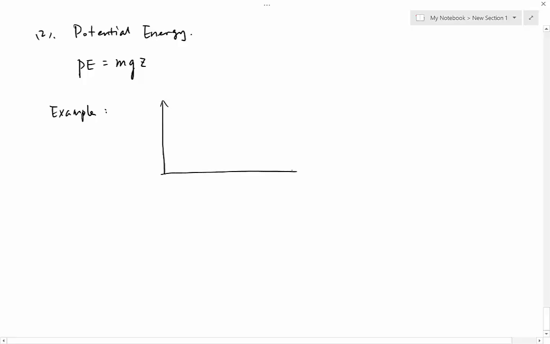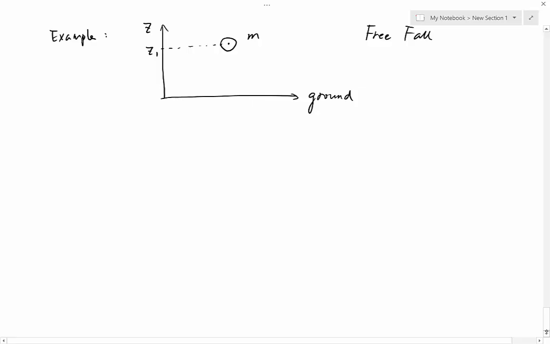So this is the ground, and this is the height. You have an object which is located at height z1, and the mass of this object is m. What it's going to do is free fall. And we do not consider any friction from the air. Okay, how do we find the final velocity when it reaches the ground?